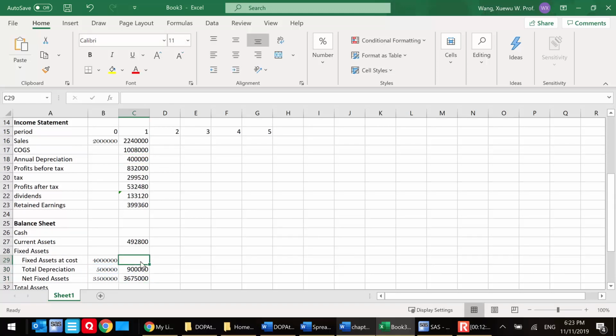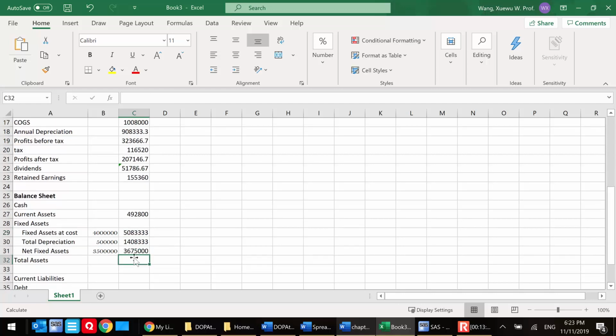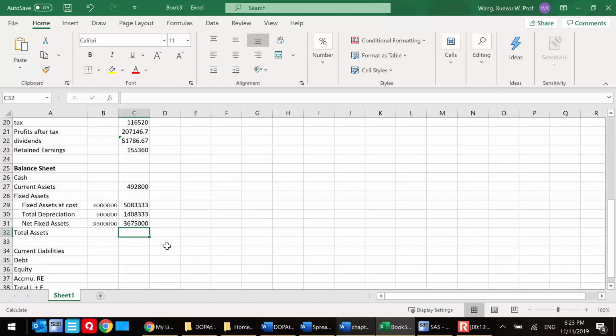All right, and I know the total fixed assets, or the fixed assets at cost, is going to be the total depreciation plus net fixed assets. And you notice that the numbers have changed already, and Excel has finished at least one round of iterations. All right, so I have the asset side, the only thing that is not known is the cash. I'm going to solve cash later.